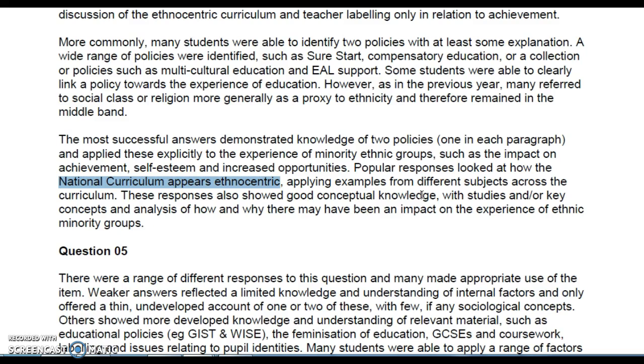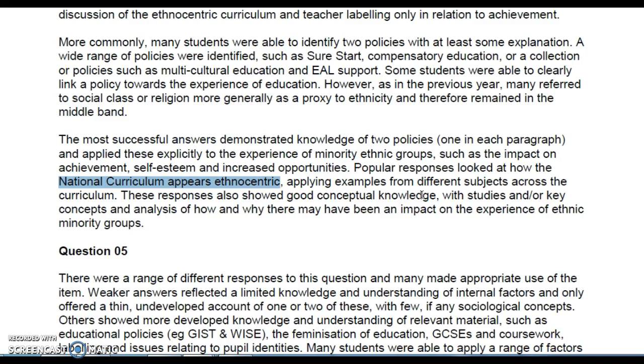And you could then apply some studies of ethnocentric curriculum, studies such as, if I can remember off the top of my head, Ball, I think, was one. Just trying to think off the top of my head. Yeah, Ball was the history. Troyna and Williams looked at language.